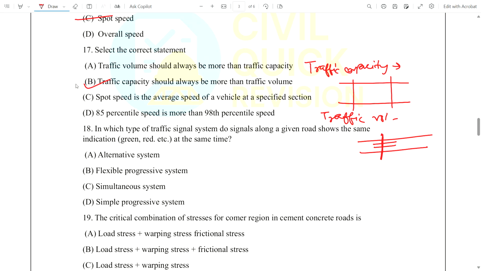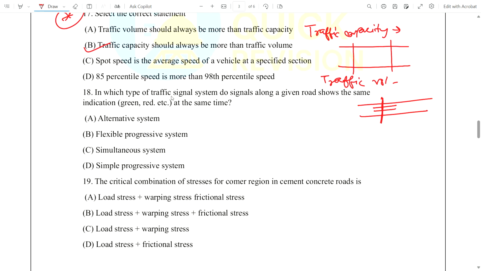So you can remember this point. This is an important question. Okay. This is also confusing, so you have to very carefully understand this question and mark the answer. Now question number 18, in which type of traffic signal system do signals along a given road show the same indication at the same time? Is it an alternate system, a flexible progressive system, a simultaneous system, or a simple progressive system? The answer will be the simultaneous system.